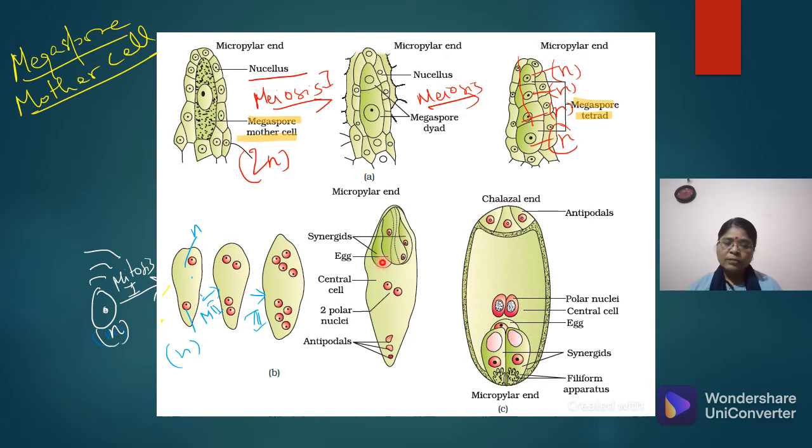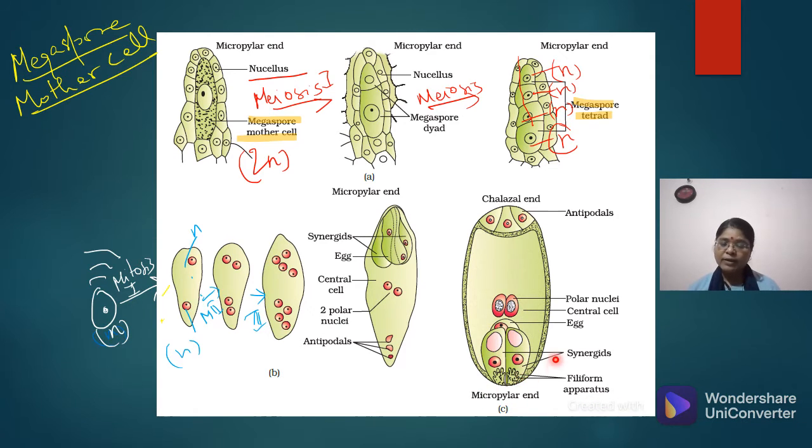Okay, and the one at the micropylar end, you will always find the egg at the micropylar end. So you will find that 3 cells are at the micropylar end and 3 move to the chalazal end, and these cells are called antipodal cells. They will form a membrane around them. So you will find that these are antipodal cells.